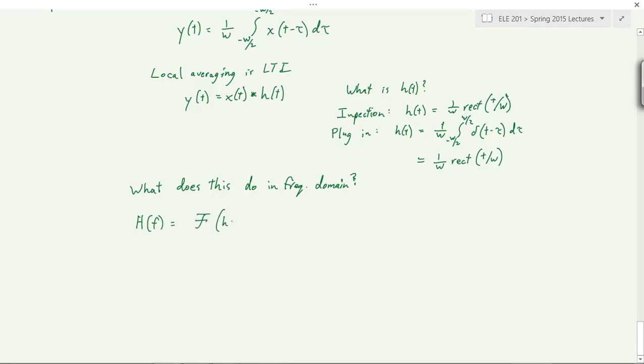Okay, so what does that mean in the frequency domain? What is this process, this local averaging, doing if we view it as a filter? Well, we need to take the Fourier transform of h, and we know what the Fourier transform of a rect function is. We use linearity, pull the 1 over w out of the Fourier transform, and use our property of time scaling. We get a w and a 1 over w term that cancel out, and we find that the Fourier transform is just sinc of wf.